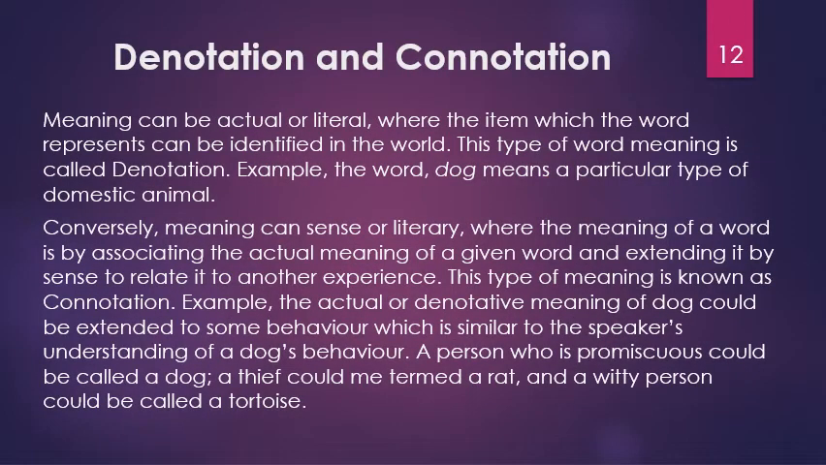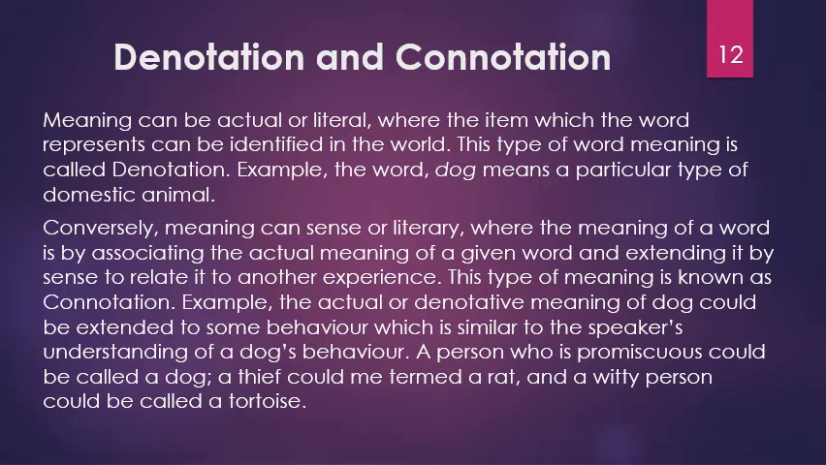Then the next level that one is supposed to look at in understanding the meaning of a word is to consider the two kinds of meaning we have in language. That is, each and every language has two types of meanings: denotation and connotation. A meaning can either be denotative or connotative. Here, class, we are trying to say meaning can be actual or literal.